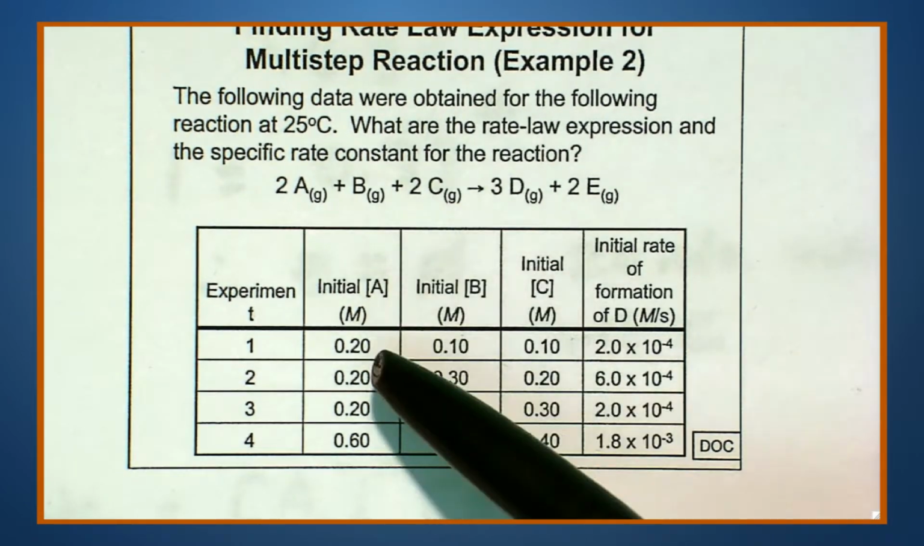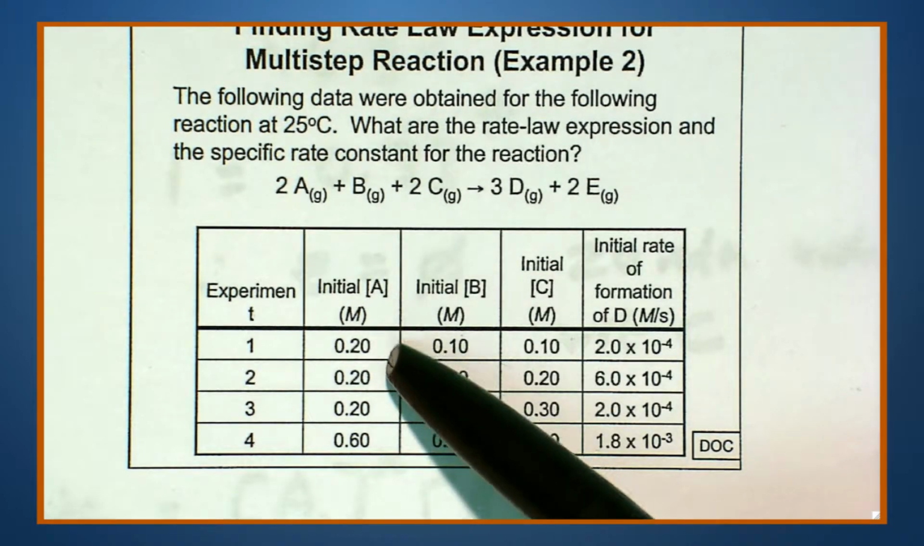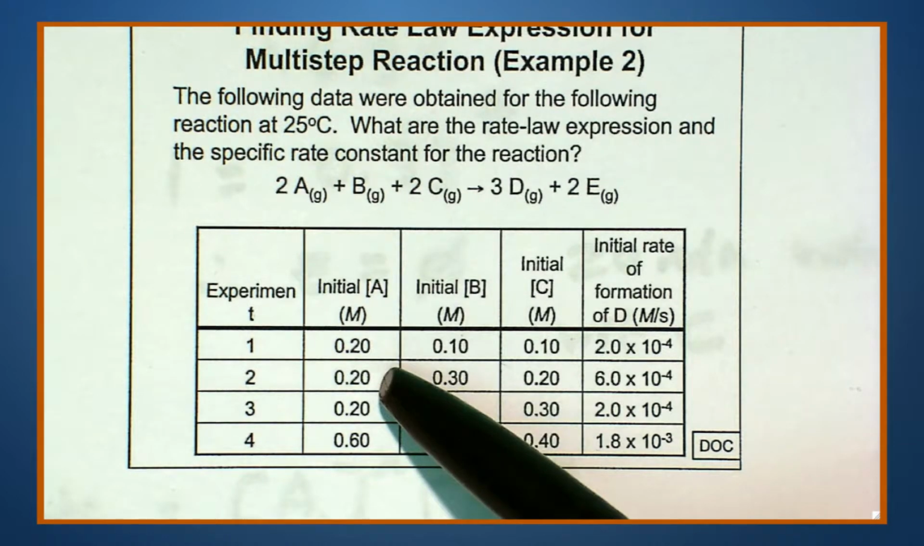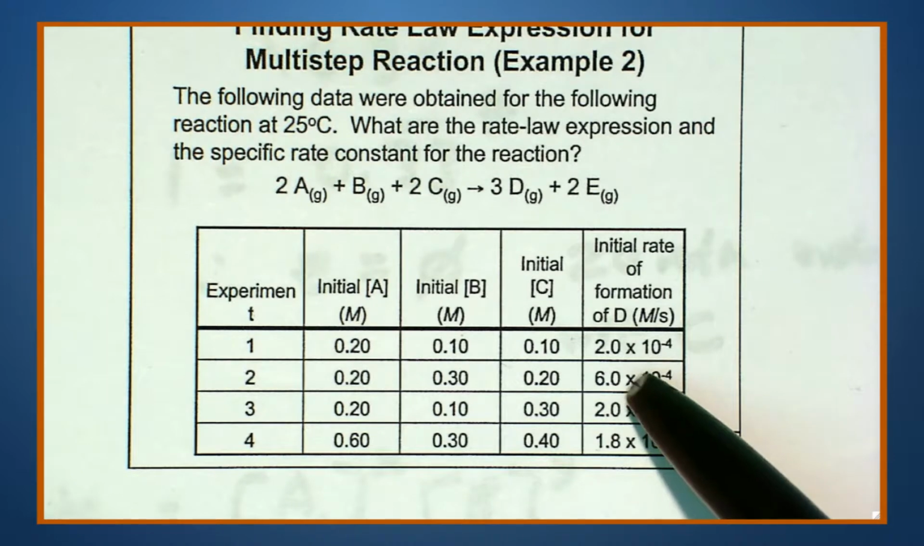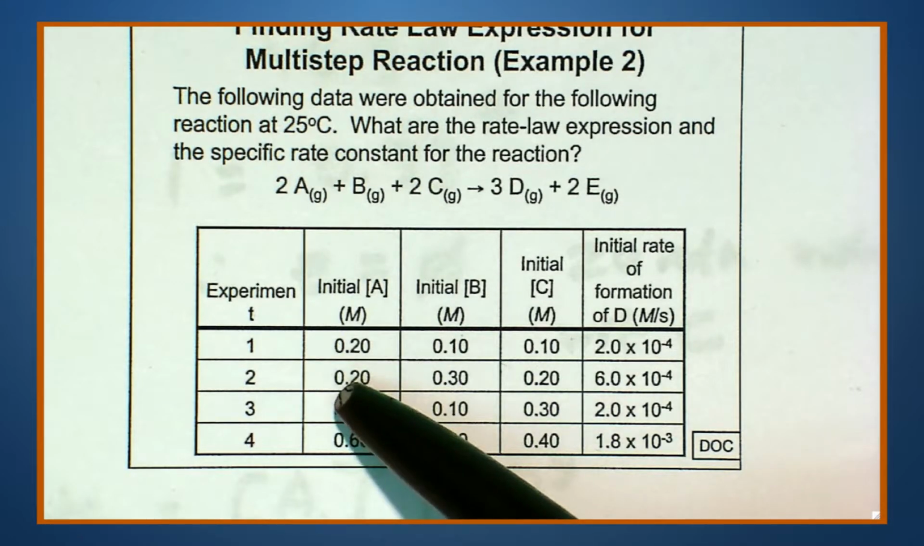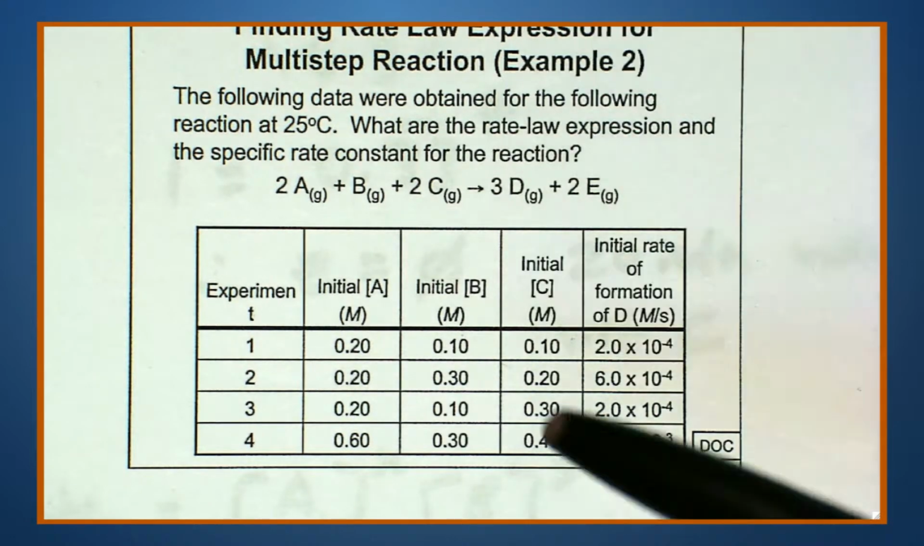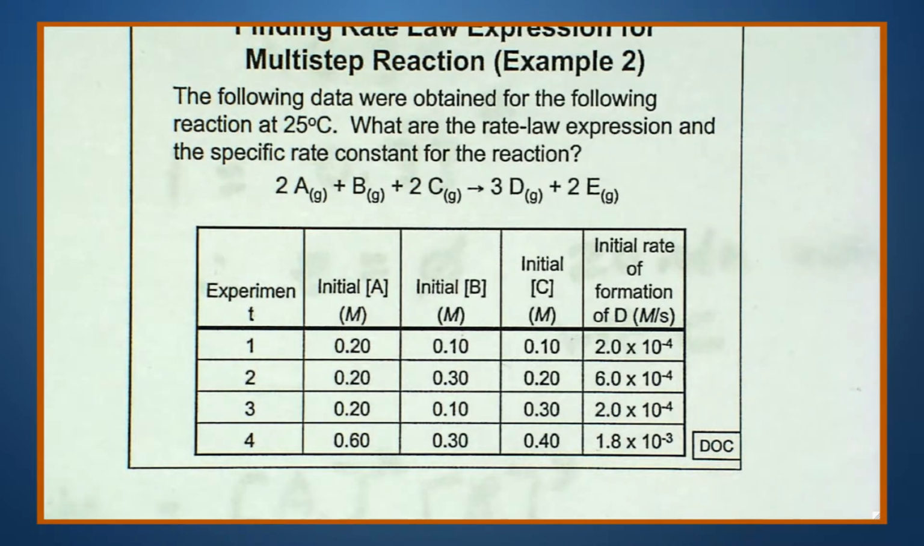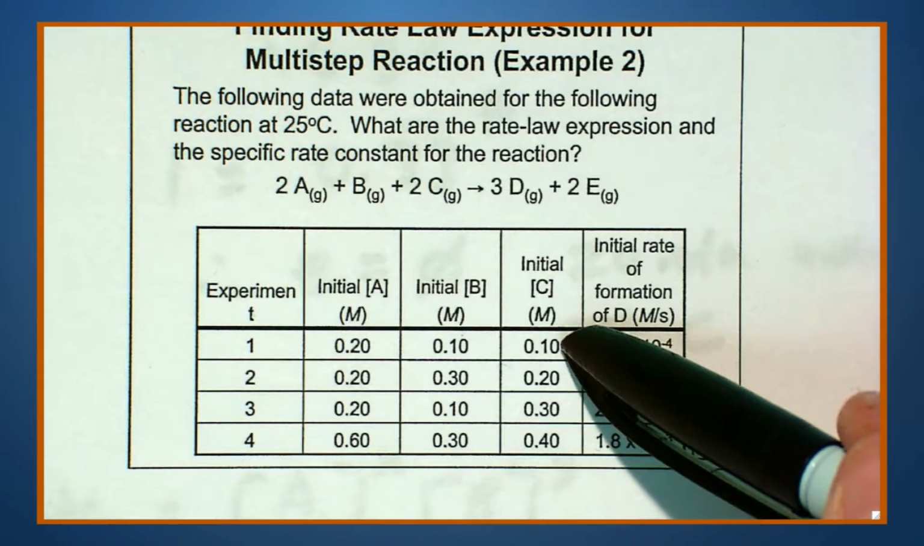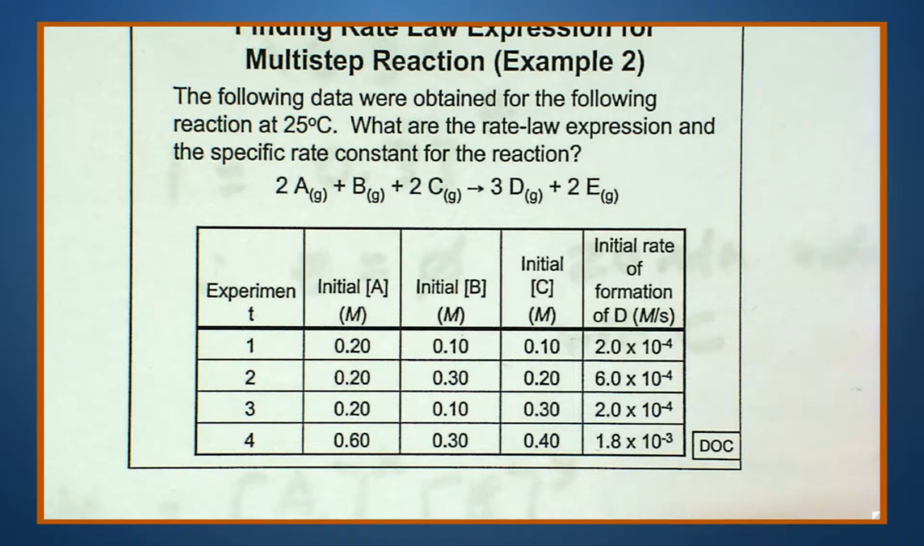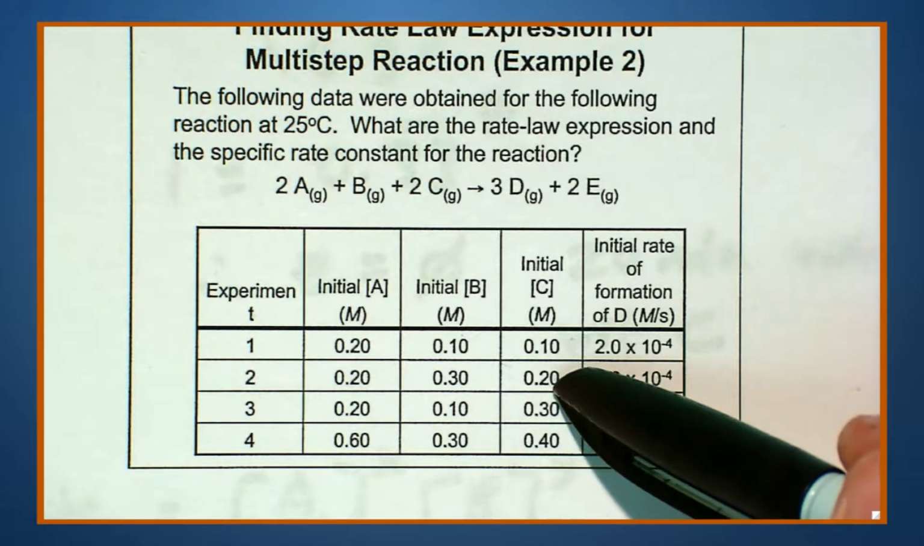Okay, here we go. In trial 1 and 2, A didn't change. So whatever is happening over here is not being caused by A. That would be the idea of, once again, we could cancel A if we were doing the dividing rate equations, the brute force method. We already know that the power for C is 0, so it doesn't matter that this doubled. It has done nothing to the rate.